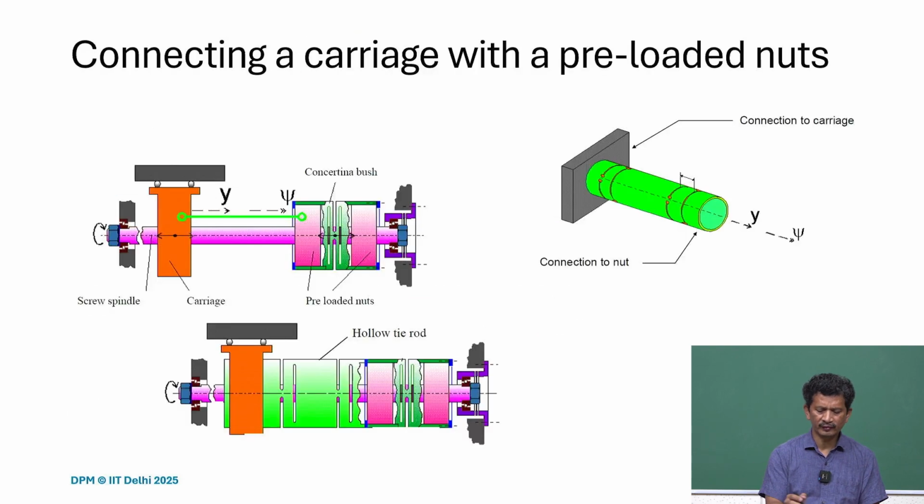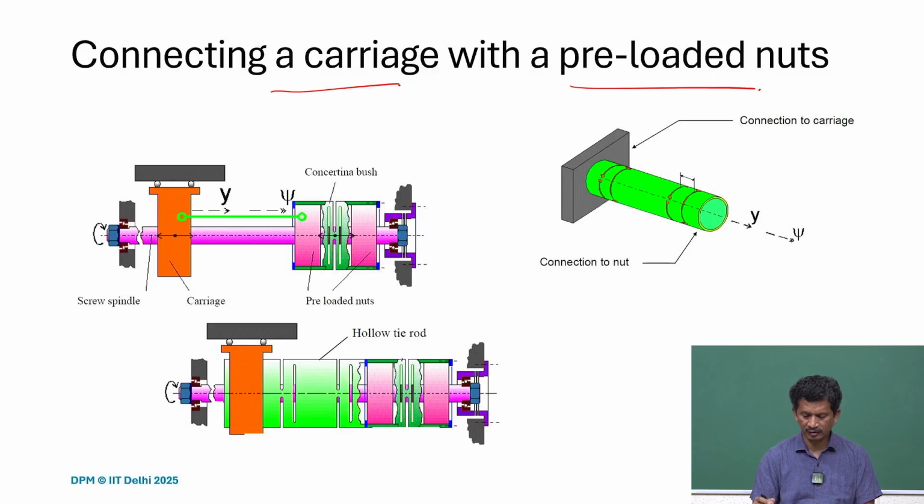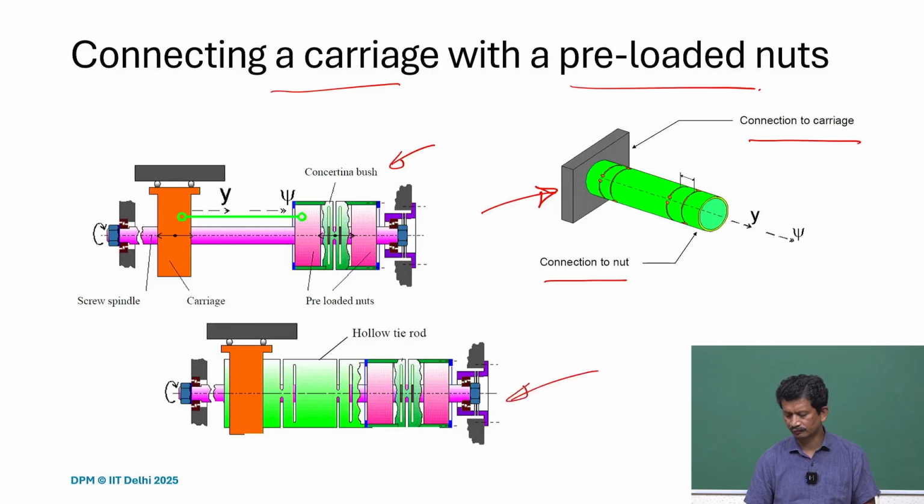So there are a few designs for how to preload nuts in this kind of carriage. What you can see is this concertina bush we discussed earlier. We can use this kind of flexure, where one end is connected to the carriage and the other end is connected to the nut, and this way we can get a preloading and a backlash-free actuation.